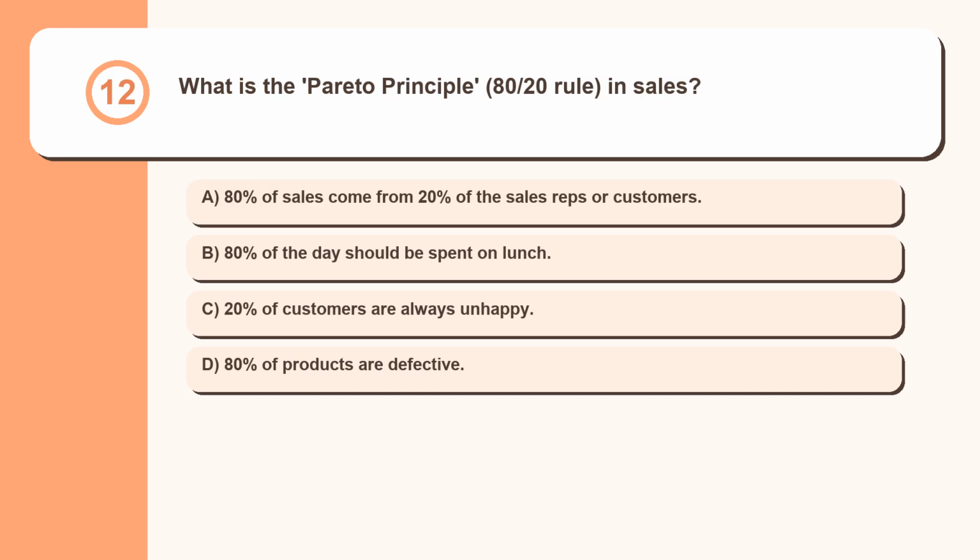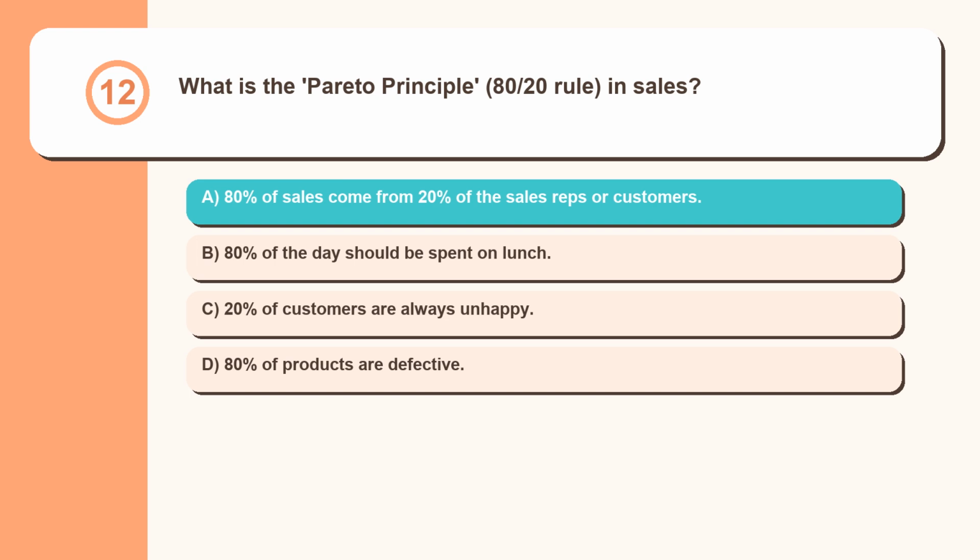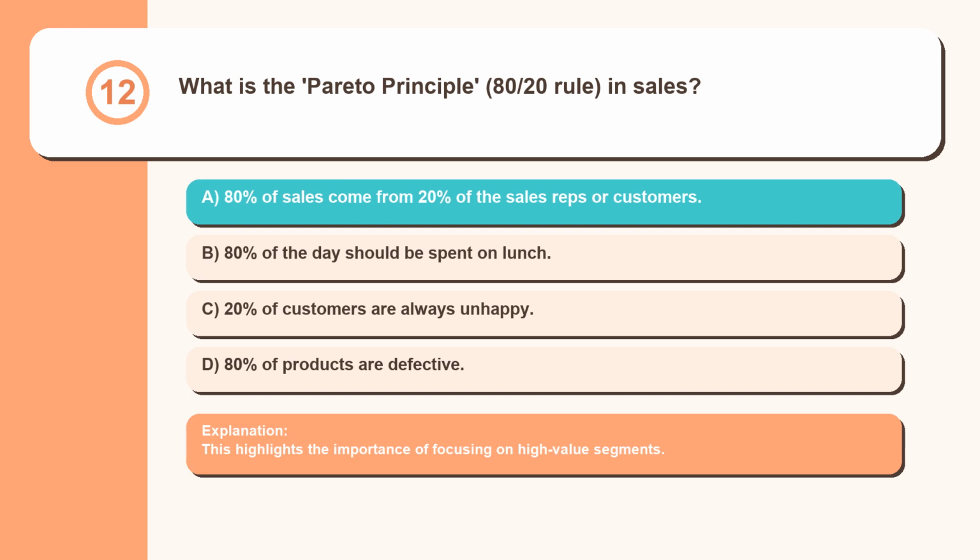Question 12. What is the Pareto principle, the 80/20 rule, in sales? 80% of sales come from 20% of the sales reps or customers. 80% of the day should be spent on lunch. 20% of customers are always unhappy. 80% of products are defective. This highlights the importance of focusing on high-value segments.